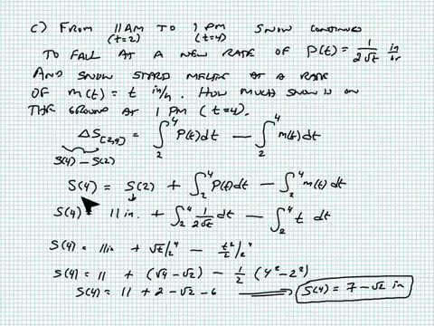So let's review again. Let's go back up here. The amount of snow at 1 p.m. is equal to the amount of snow that was already on the ground at 11 a.m., plus the net amount of snow that has fallen from 11 a.m. to 1 p.m., minus the net amount of snow that has melted.